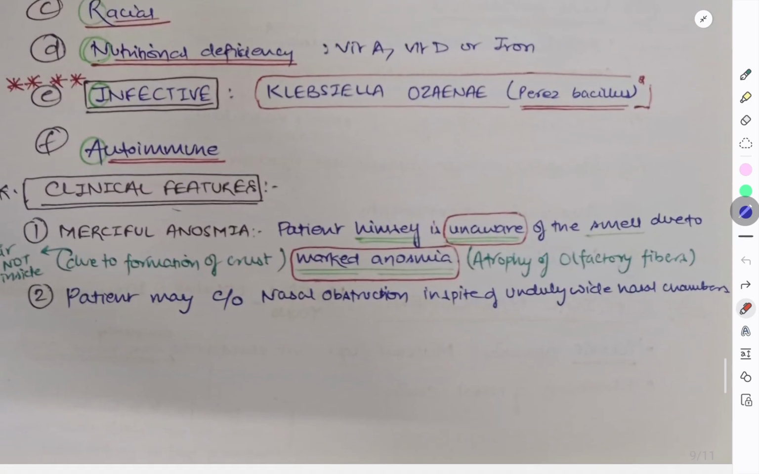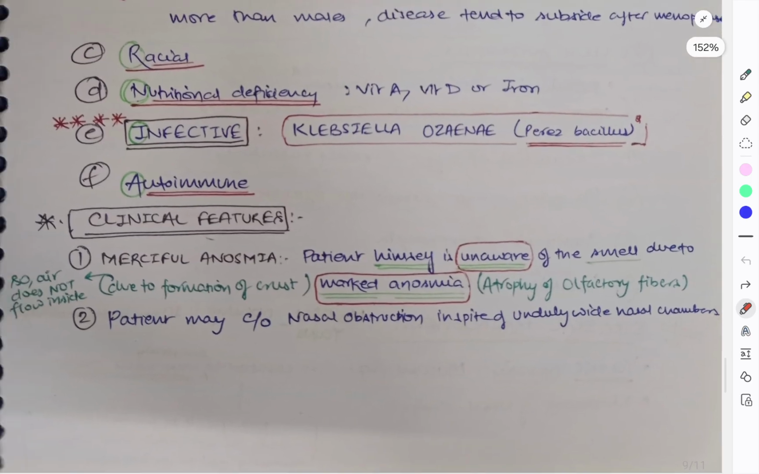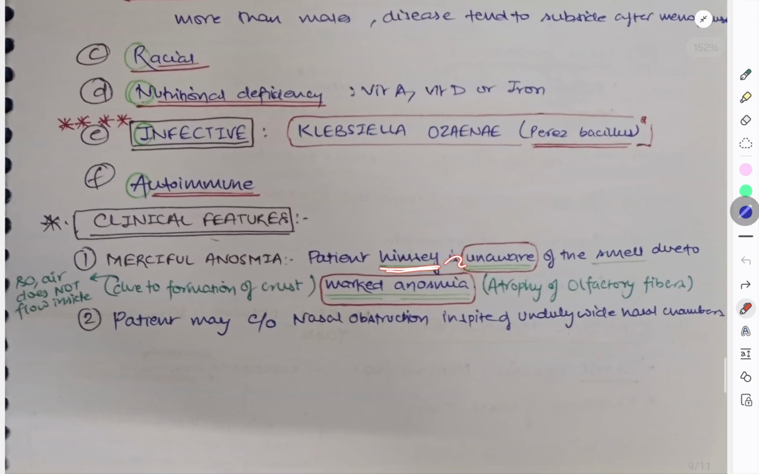So what are the clinical features? The most important one is merciful anosmia. The patient himself is unaware of the smell due to marked anosmia. The patient does not know that he has a bad smell from the nose, and this is due to formation of crust. Air does not flow inside, and this leads to atrophy of olfactory fibers. So simply there will be merciful anosmia.